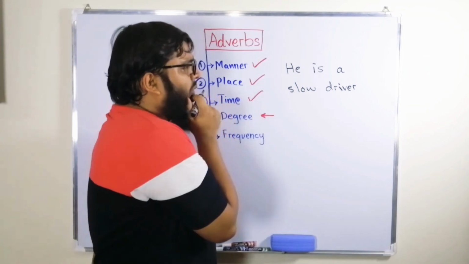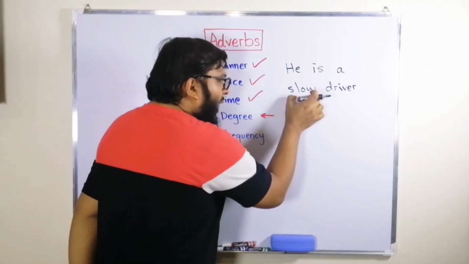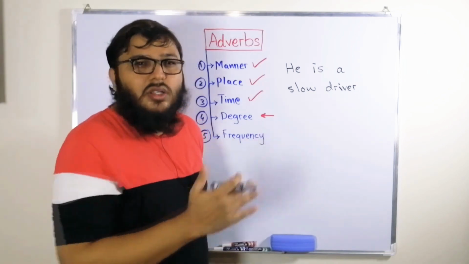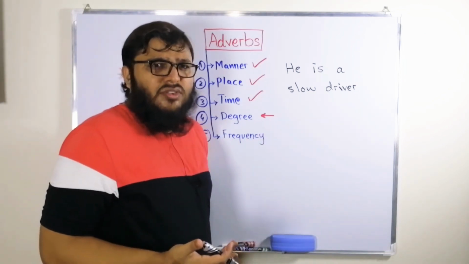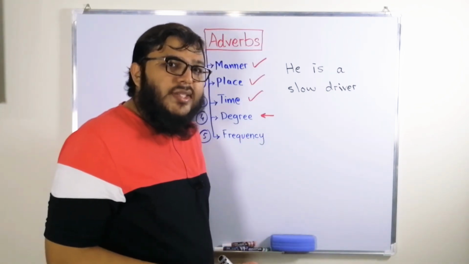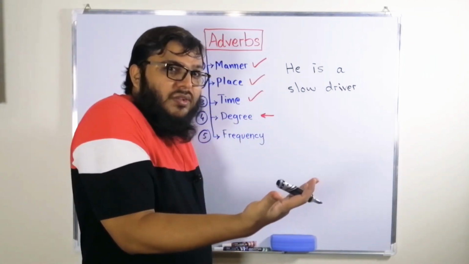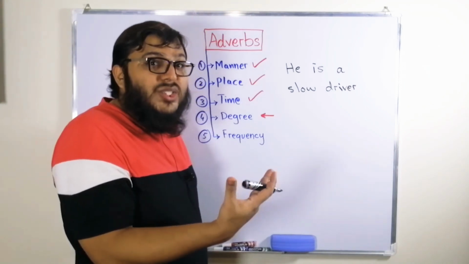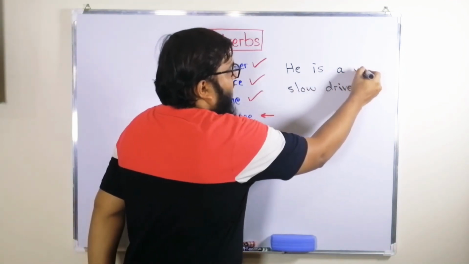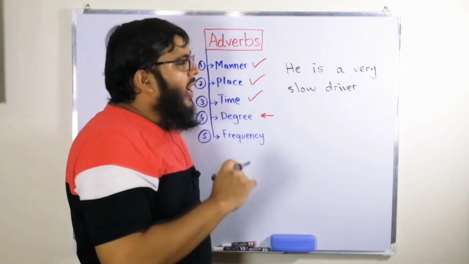But here, what is our focus? The focus is I want to tell the degree of how much slow he is. You say he is a slow driver, but how slow is he as a driver? Or he is a fluent speaker. How fluent is he in English? So to answer the question how much, right, you need to use some words to tell how much something is. For example, he is a very slow driver. A very.